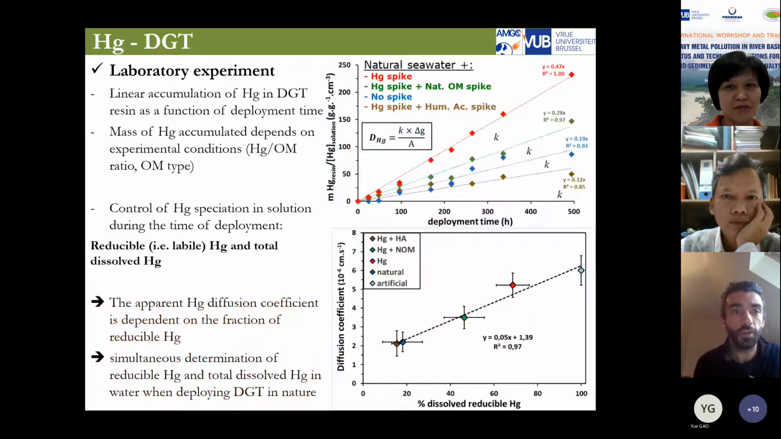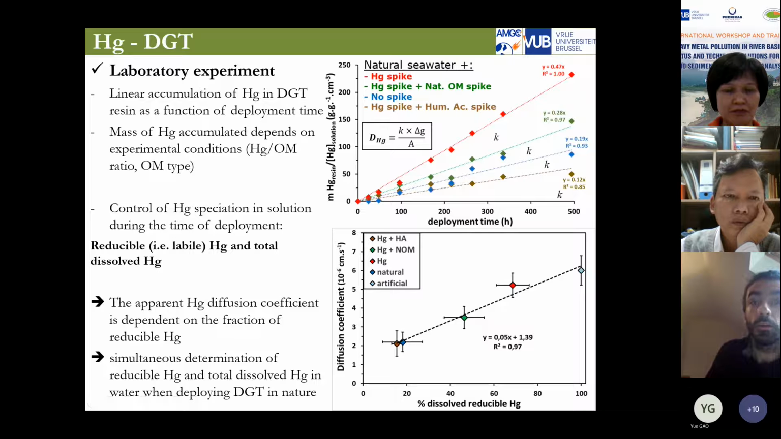So we decided to deploy those DGTs in seawater with different mercury and organic matter concentrations, using also different types of organic matter. We used pure humic acid, and we used natural organic matter that was a terrestrial one. And for some experiments, we did not spike with mercury, so that was just the natural concentration from seawater we collected in the harbor, so a couple of nanograms per liter. When spiked, it's more like 500 nanograms per liter.